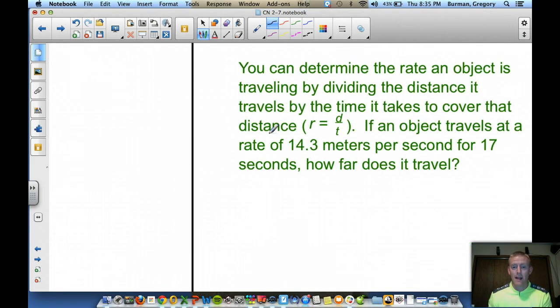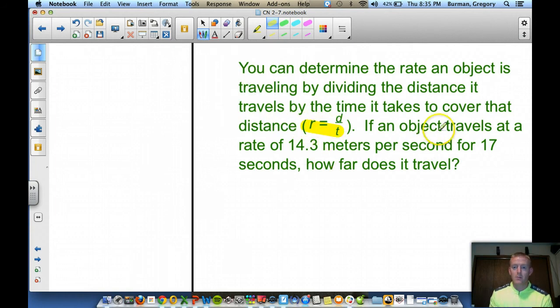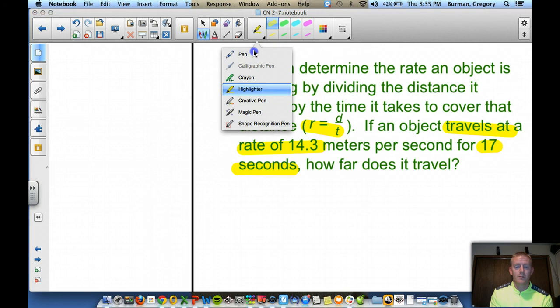Last problem of the day is this word problem. You can determine the rate an object is traveling by dividing the distance it travels by the time it takes to cover that distance. That means r is equal to the distance divided by the time. So in this problem, important information, obviously the formula, but if the object travels at a rate of 14.3 for 17 seconds. So we're going to plug these numbers in correctly.